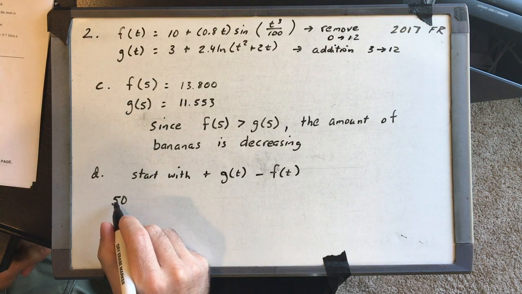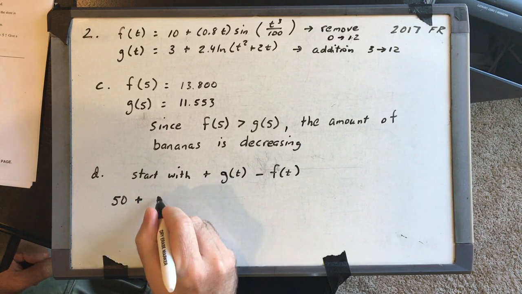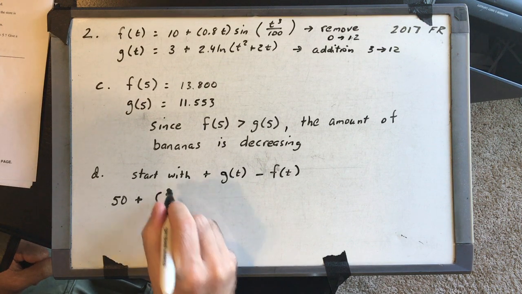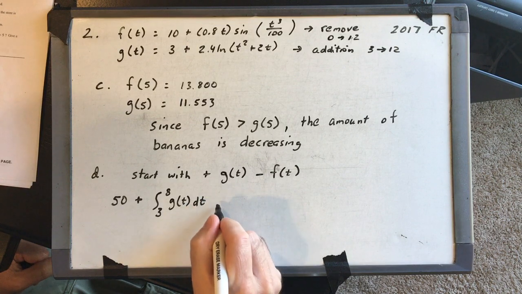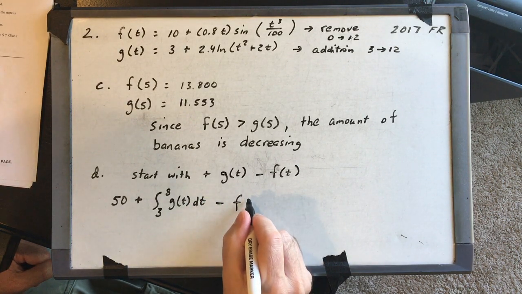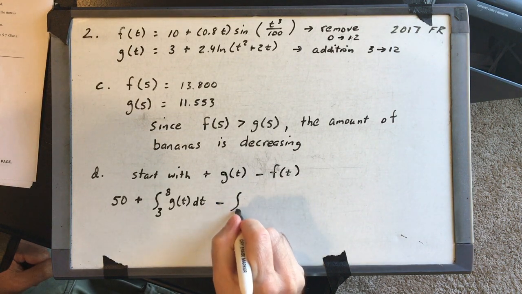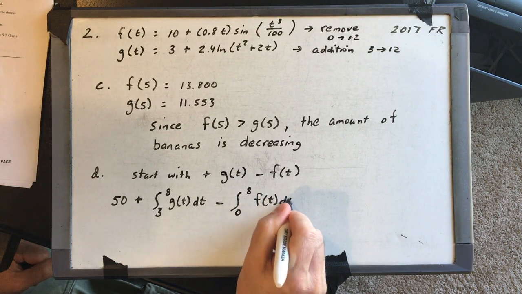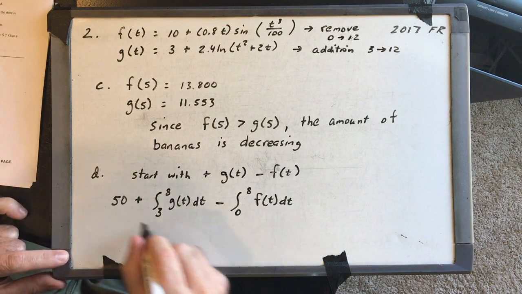So you start with 50 pounds on the table, plus, workers start adding at hour 3, so it's the integral from 3 to 8 of G of t, minus, customers start removing at hour 0, so the integral from 0 to 8 of F of t. That's all the work you have to show, but you have to get it all in your calculator. I'll go ahead and show you the numbers.